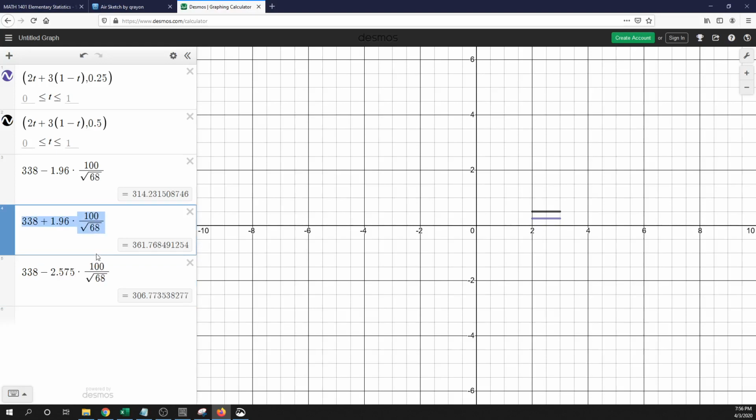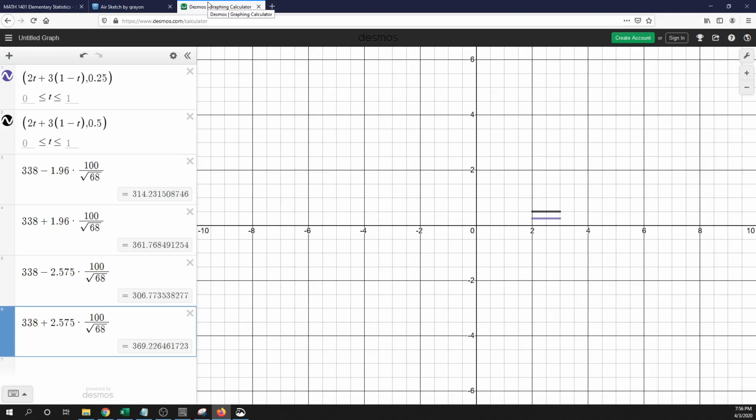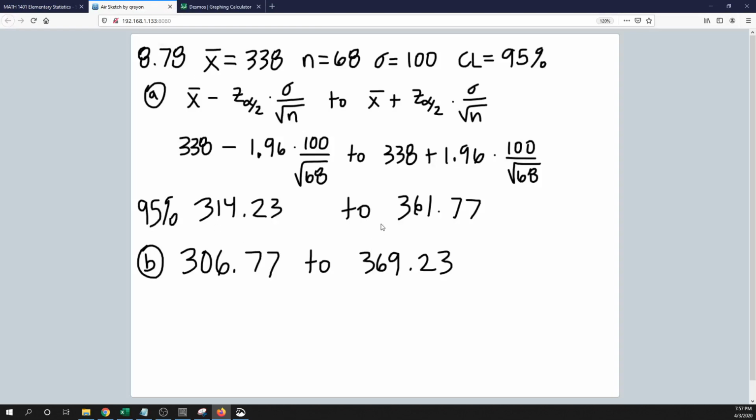And same thing on the upper limit for the 99%. All right, so that's what we get for part B. So our confidence interval for part B is going to be 306.77 to 369.23. And that's our 99% confidence interval.